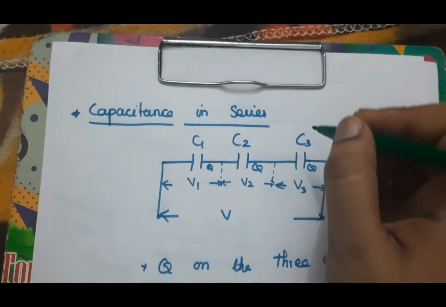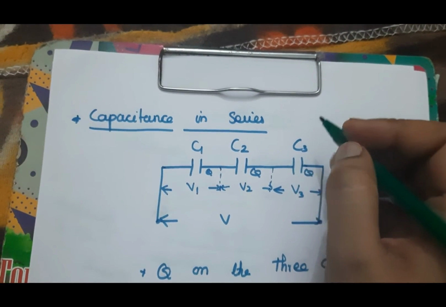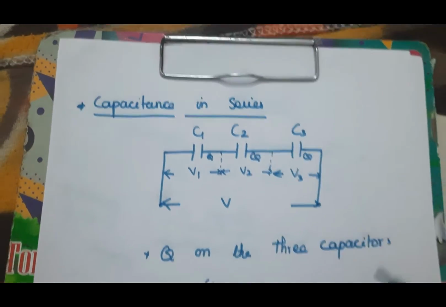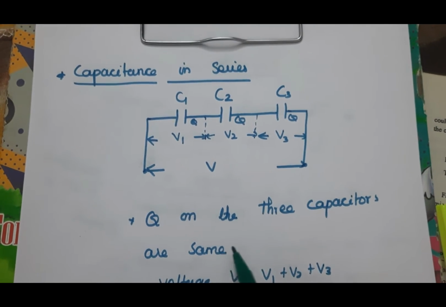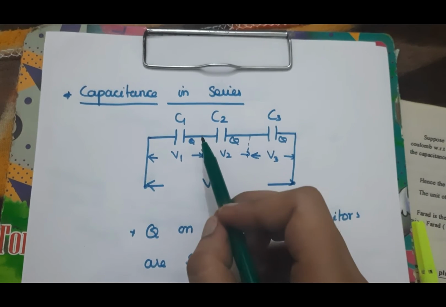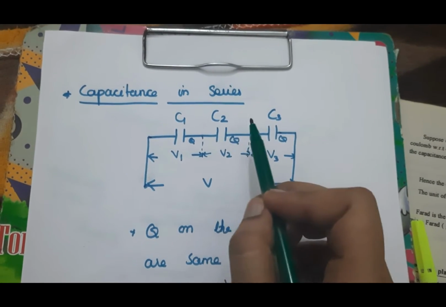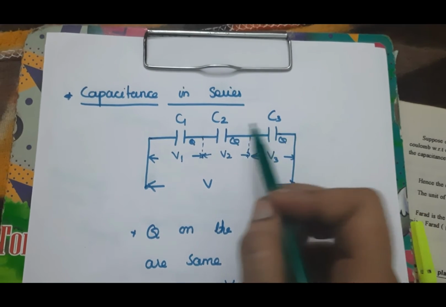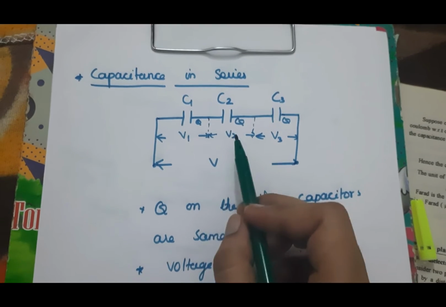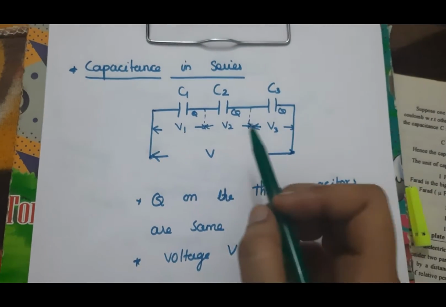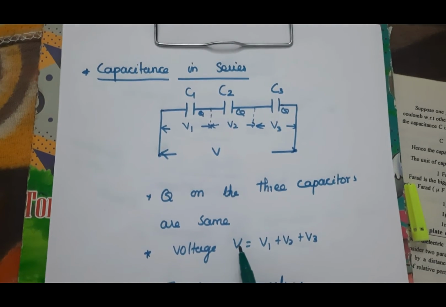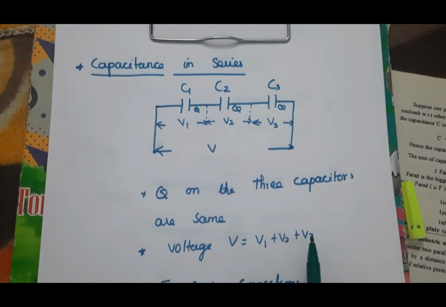Now we can find the total capacitance value in parallel and series circuits. If the capacitors are connected in series, the charge Q on the three capacitors is the same. When capacitors are connected in series, the Q charge across any capacitor is same, but the V value is different. So the overall voltage V is equal to V1 plus V2 plus V3.